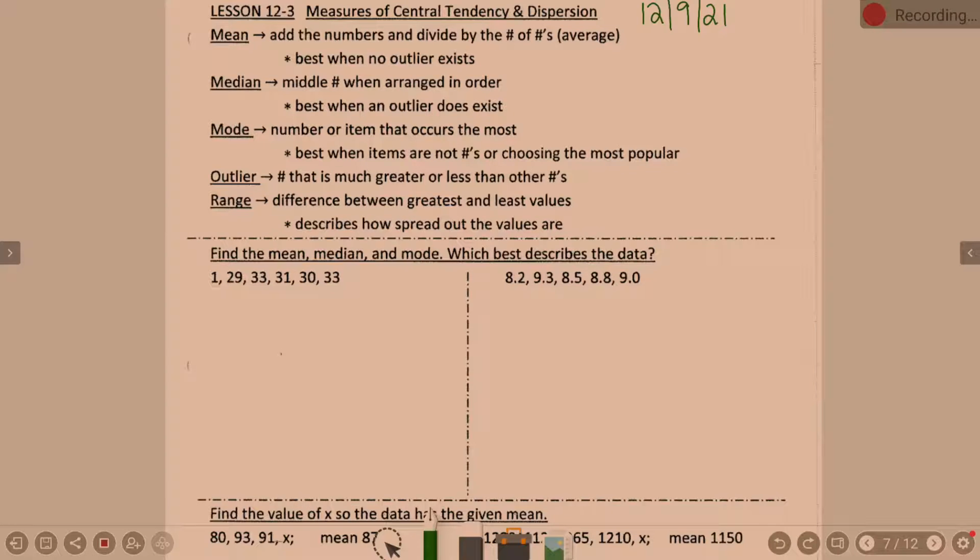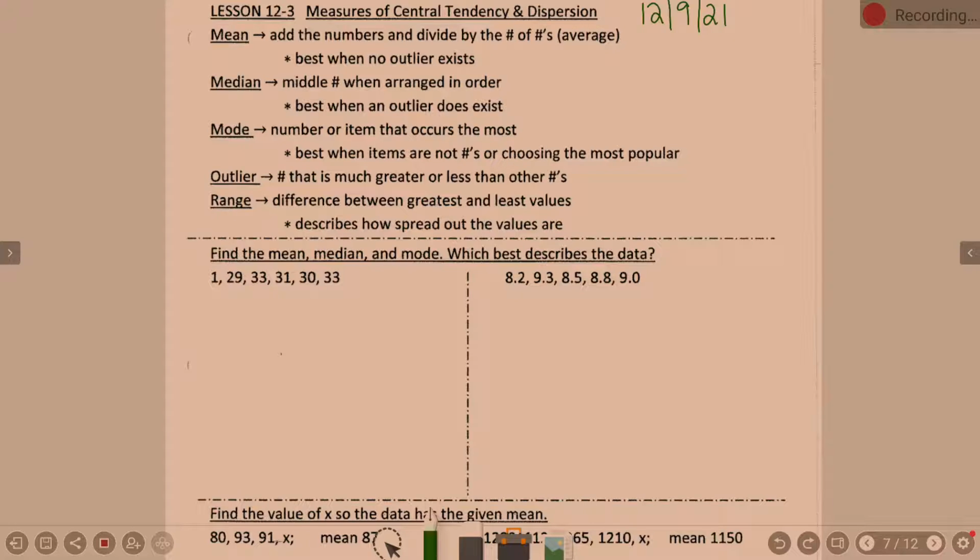This is a good, easy chapter to end on, if you ask me. So, measures of central tendency and dispersion. Mean, median, mode, that you've been doing since, I don't know, 6th grade, before? Okay. Do you remember how to find each of these?